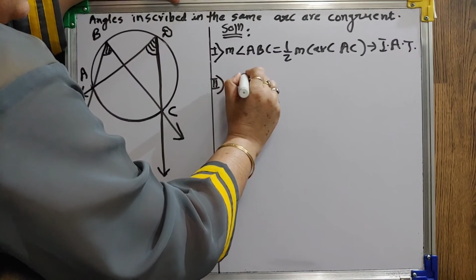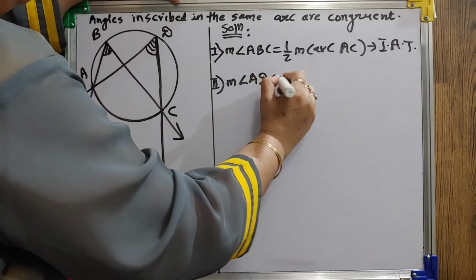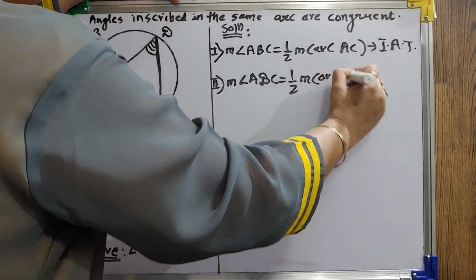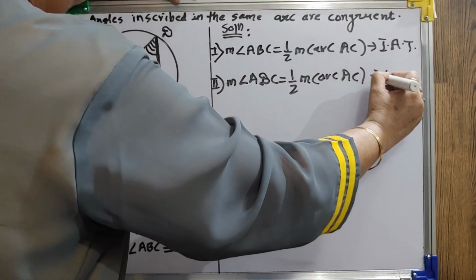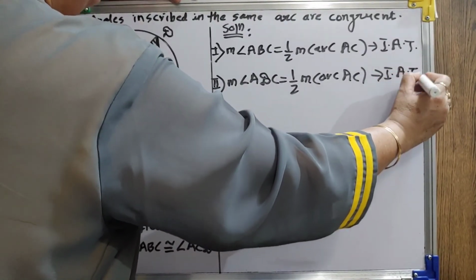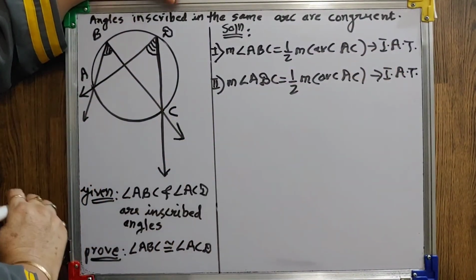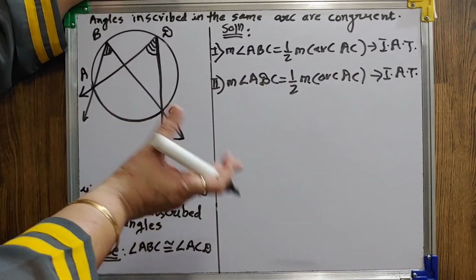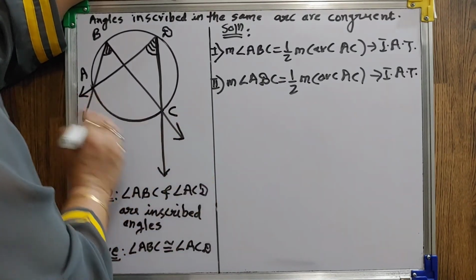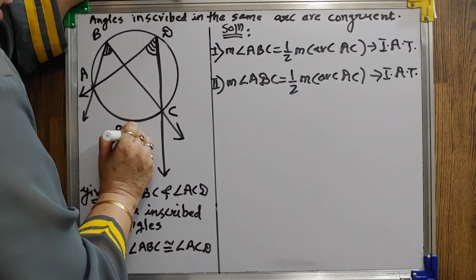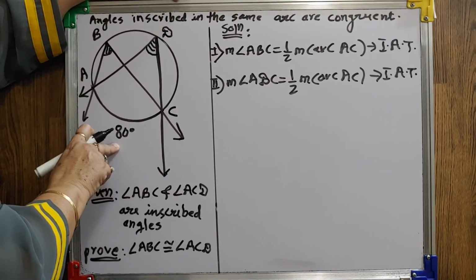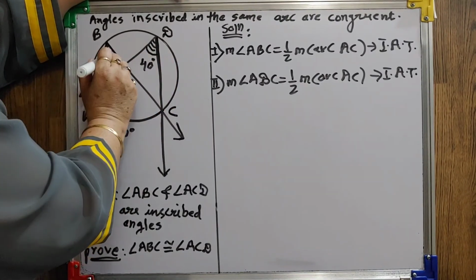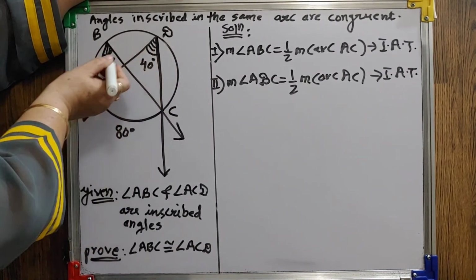Same way, measure of angle ADC will also be half of the measure of arc AC. Again, same reason, inscribed angle theorem. You can write same as above also. Now, when you concentrate on the right hand side of both, they are half of the measure of arc AC. Suppose I say this is 80 degrees. If this arc is 80 degrees, this angle is 40 degrees because it is half of this arc. Same way, this is also 40. It means both are equal.